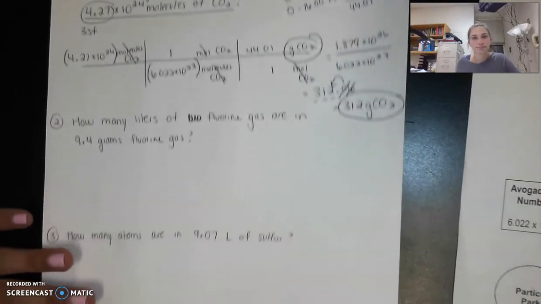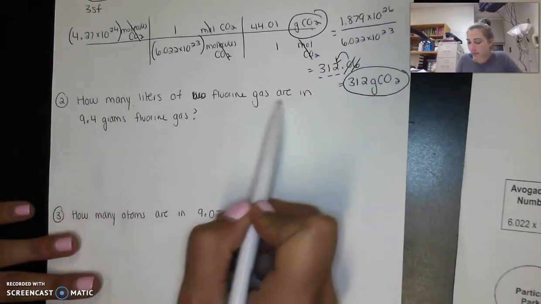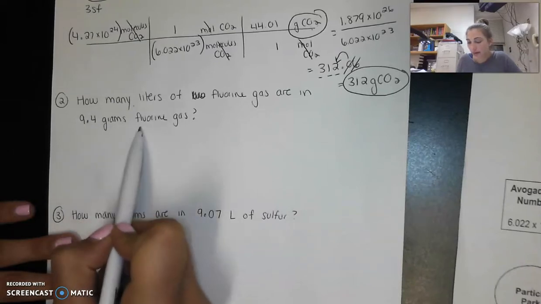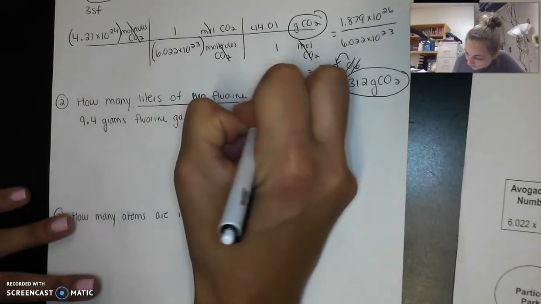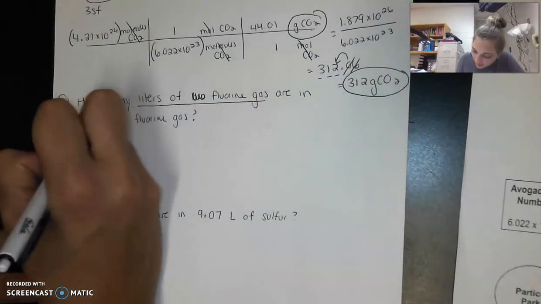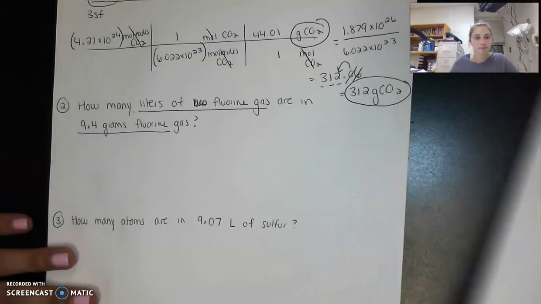Let's do another one. This one says, how many liters of fluorine gas are in 9.4 grams of fluorine gas? So this question is asking for liters of fluorine, and it's giving us grams of fluorine. Okay, so let's go back to our mole town.